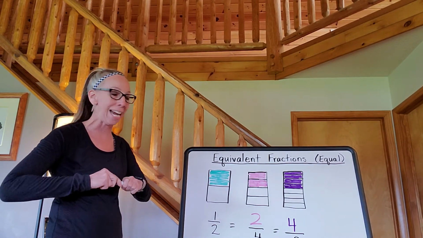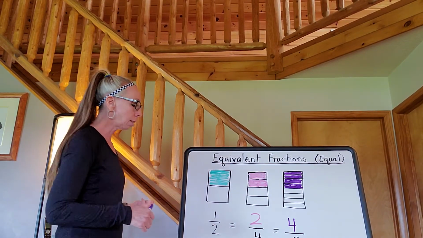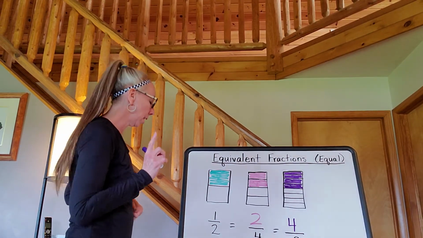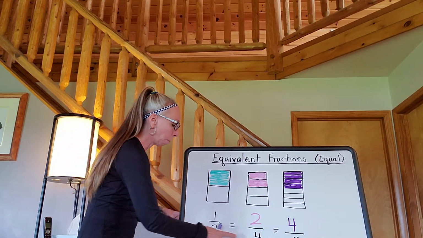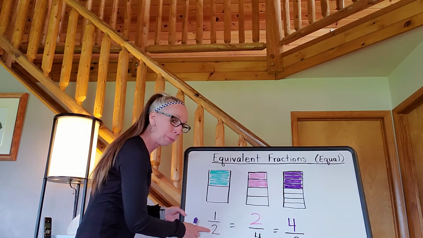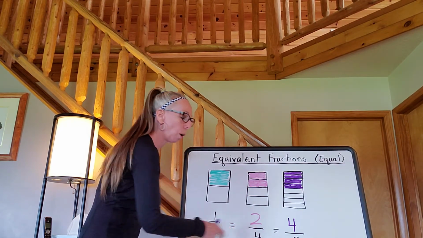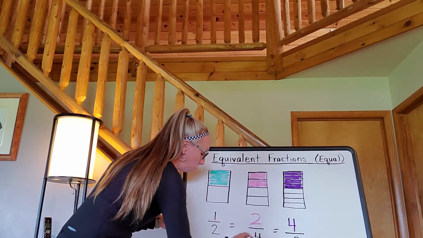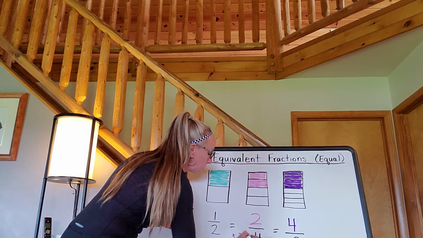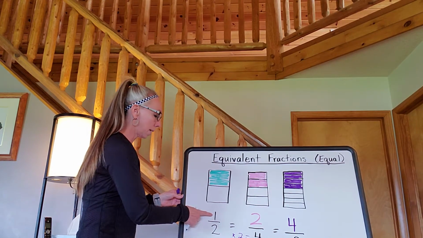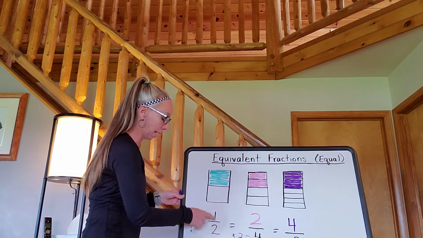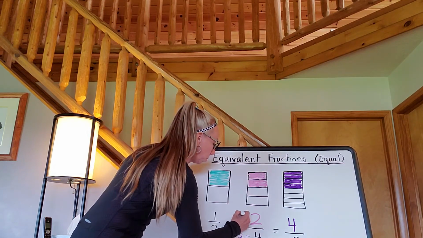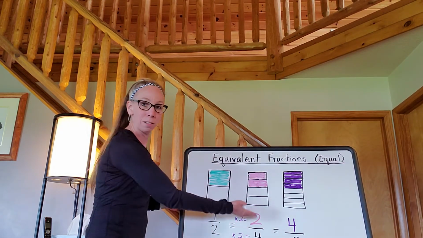So 4/8. So now let's do that little trick. Remember that little trick we learned? Okay. So if we take the 2, what do we have to multiply the 2 by to get 4? 2. That's right. So 2 times 2 equals 4. Well, 1 times 2, remember we have to multiply the top number and the bottom number by the same number. So 1 times 2 equals 2.